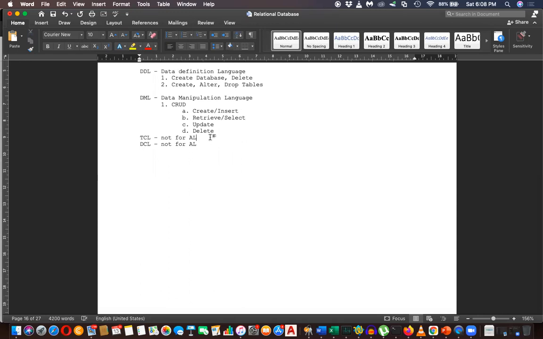What transactions are: basically, when there is concurrency, meaning two or more people working with the same data at the same time. For example, you go and withdraw money from a bank.